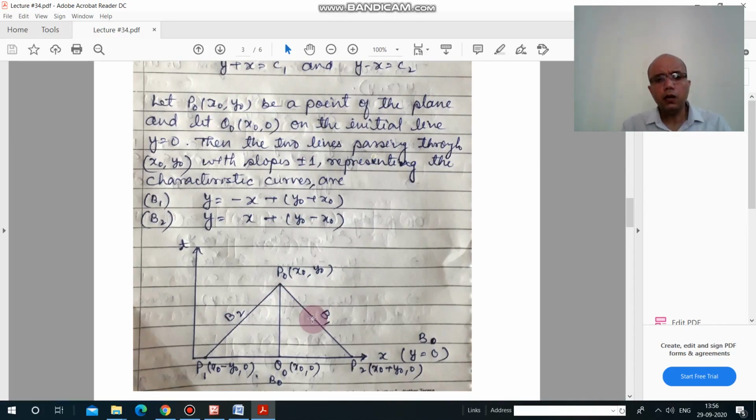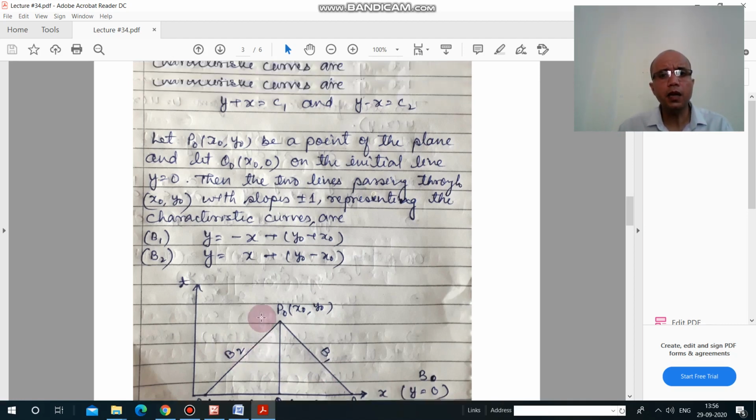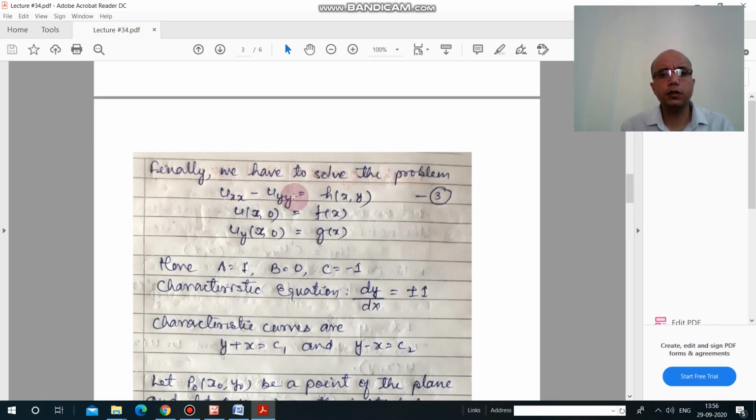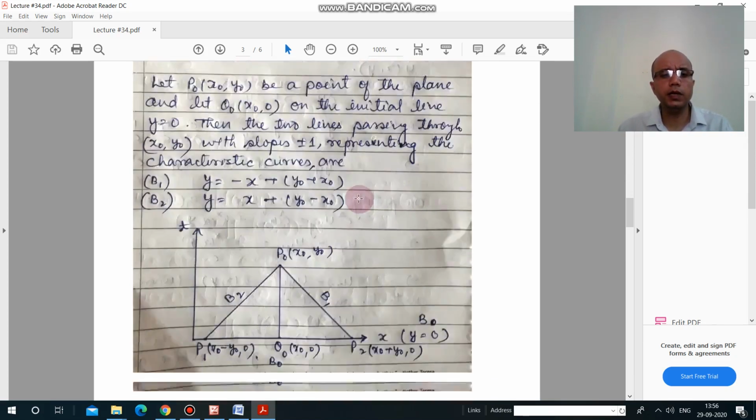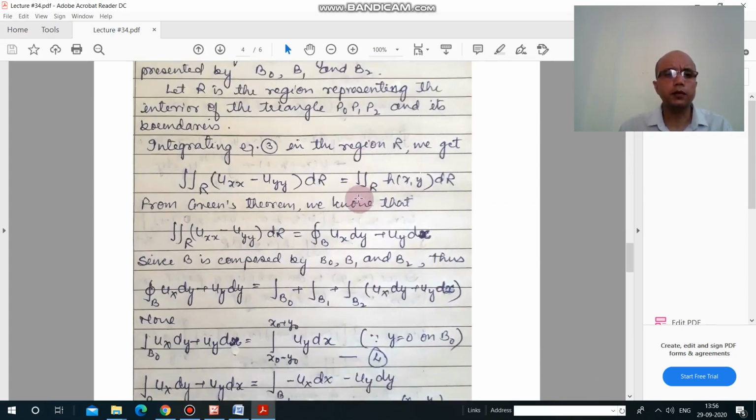Now suppose this region is denoted by R, the region bounded by these three lines b0, b1 and b2, where b0 is y equal to 0. Now integrate equation number 3 over the region R, and you will get this equation. You can write it as the double integral over R of (uxx minus uyy) dR equal to the double integral over R of h(x,y) dR. Green's theorem is used to convert a surface integral into a line integral over a closed boundary.